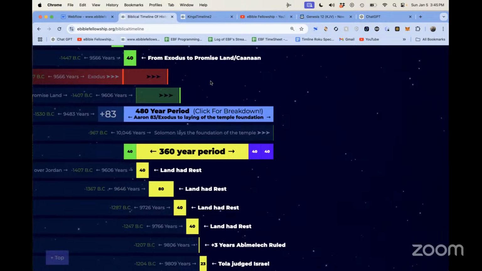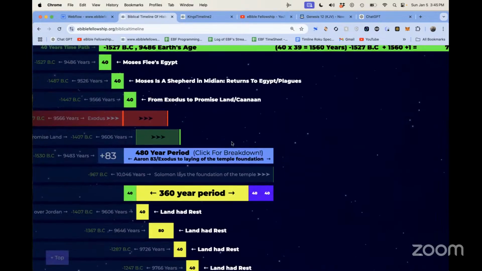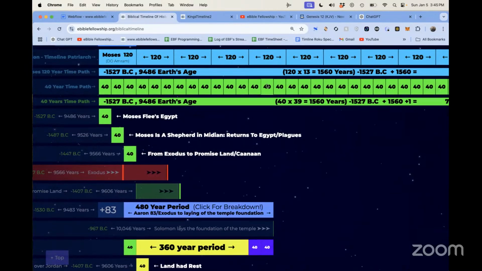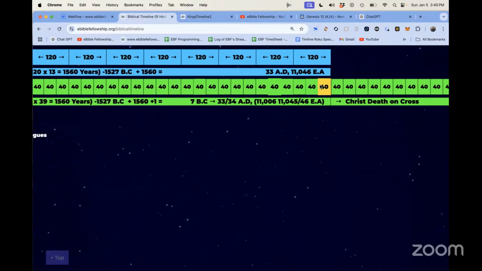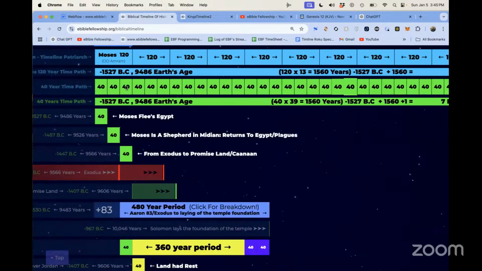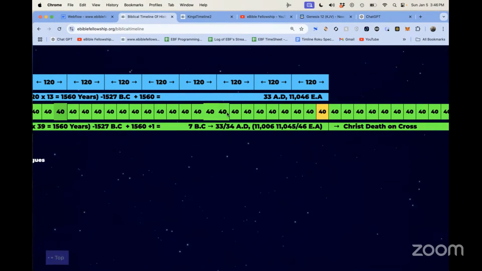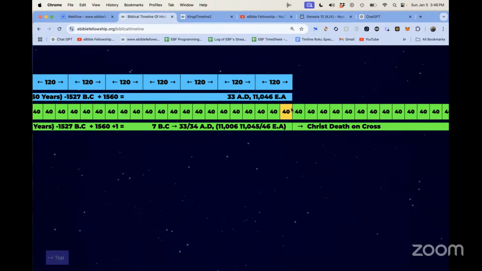And then, not surprisingly, Saul, he's the first king. So Samuel dies, he's that last judge. Saul reigns for 40 years. David reigns for 40 years. So already we have just a stream of 40s that get us to David's rule right here. And then, if you continue the pattern, you actually get to 7 BC, and that takes you to 33 AD. So Moses' time path, which I find very interesting, takes you, if you go in increments of 40, not 120, increments of 40, you land on 7 BC and 33 AD.